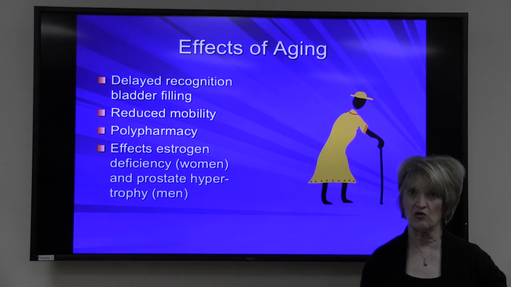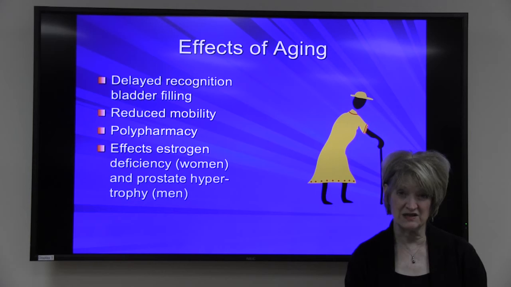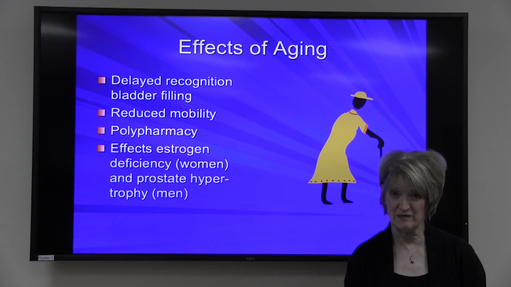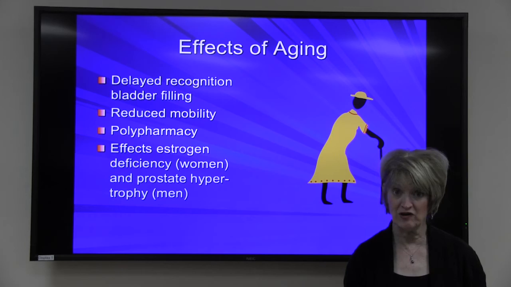Additional changes that occur with aging is a delay in recognition of bladder filling. That has to do with diminished sensory neurotransmitters. So they might not recognize bladder filling until they're right at capacity. This can be really frustrating for them and for their caregivers.